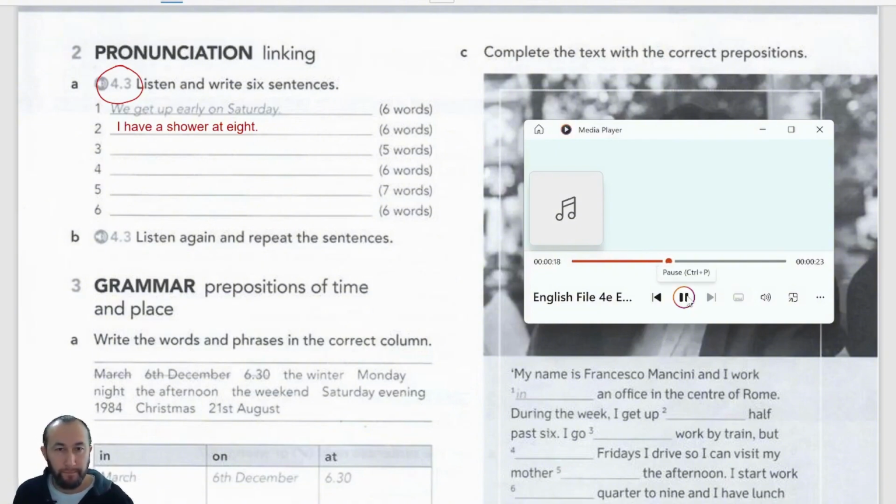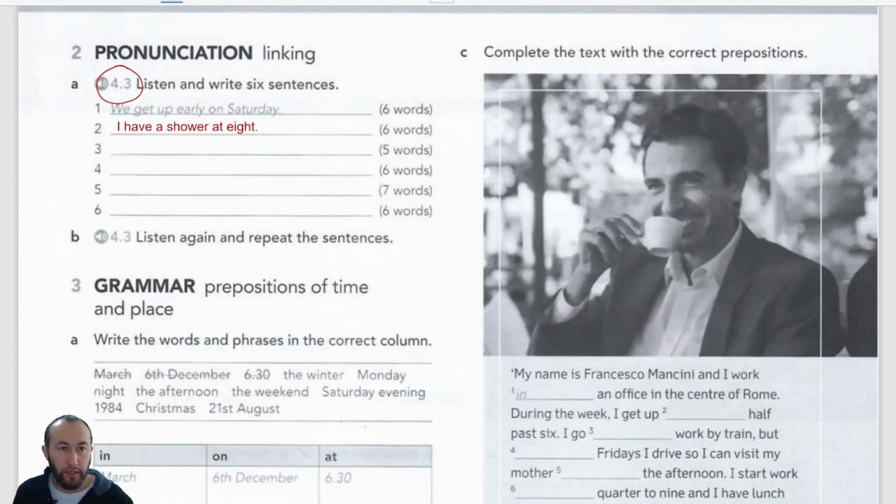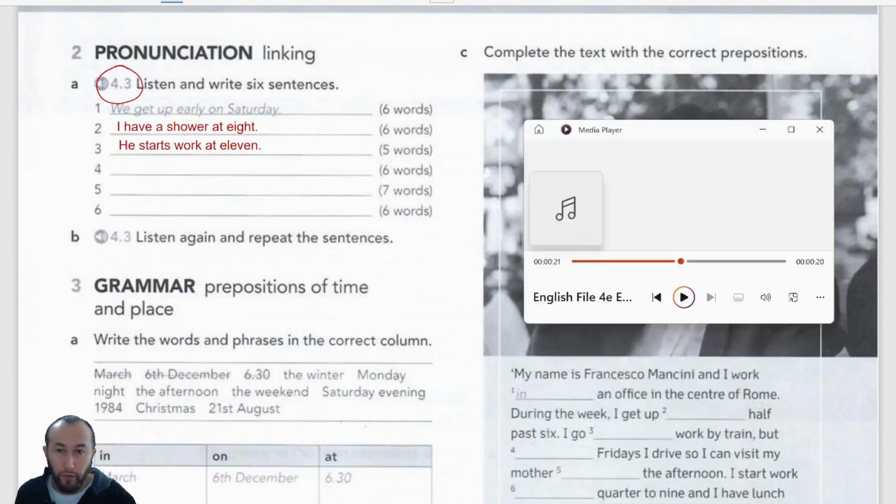3. He starts work at 11. He starts work at 11. That's great. So he starts work at 11. We've got 5 words, and that's great. So number 4.